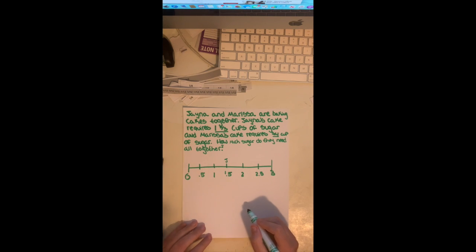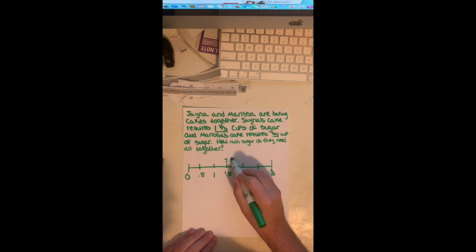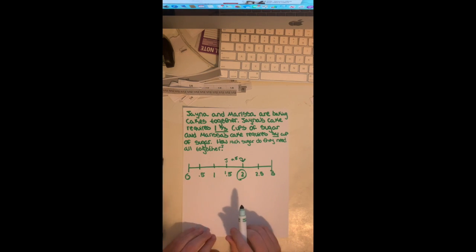Now we need to account for Marissa's sugar. She needs 3/4 of a cup of sugar. Is that more or less than 1? Good, it's less than 1, so I'll estimate that at 0.5. So 1.5 plus 0.5 is 2. So our estimate is going to be 2.